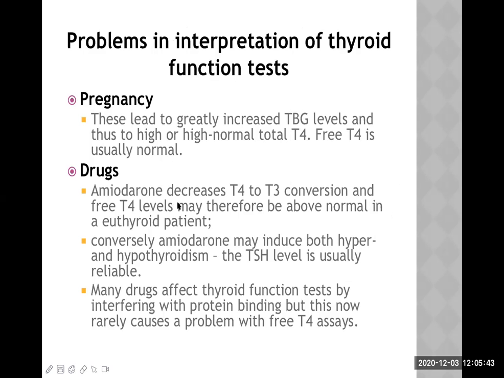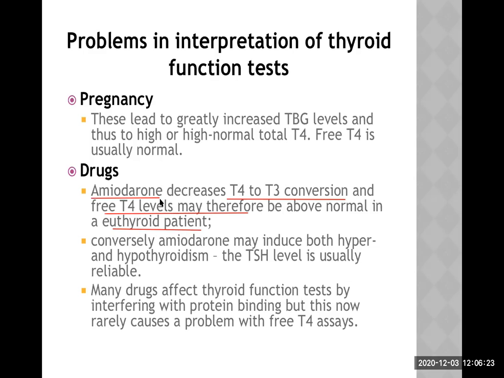And then what is the effect of the drugs? Okay, some drugs can affect the thyroid hormone level. So what are those? Let me underline this because this is an important question in the exam. Amiodarone is a drug which decreases T4 to T3 conversion, and free T4 levels may therefore be above normal in a euthyroid patient. So what does that mean? The active component called T3 will be less, and T4 is a bit high in the presence of amiodarone.